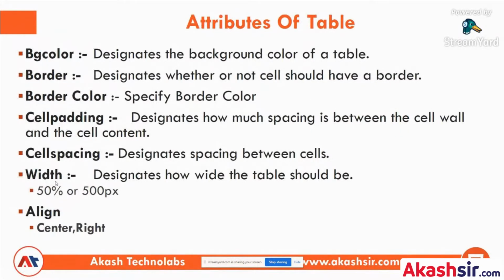Okay, so don't worry, we have some other attributes, that is bgcolor, bordercolor, cellpadding, cellspacing, and width. We can define width in two different ways. Either we can define it in a percentage, or we can define it in pixels, right? If you define it as a percentage, it will be considered relative to your browser's width, right?